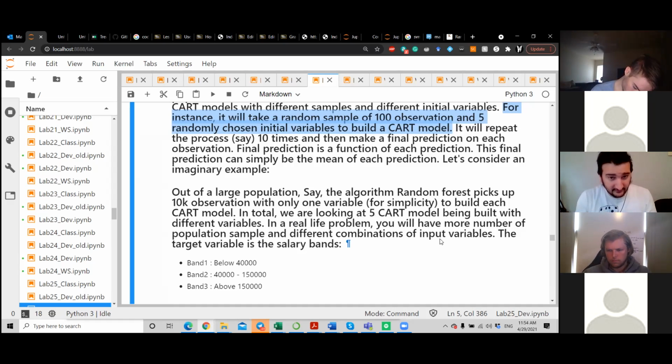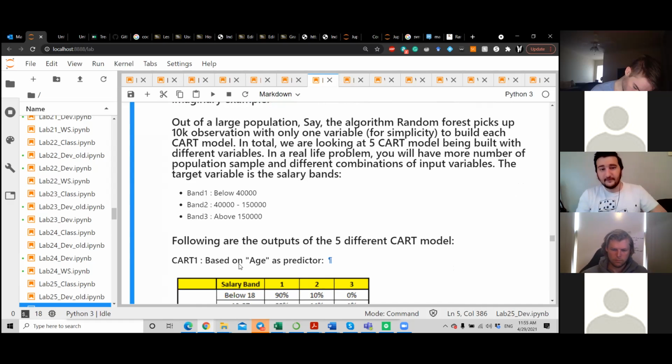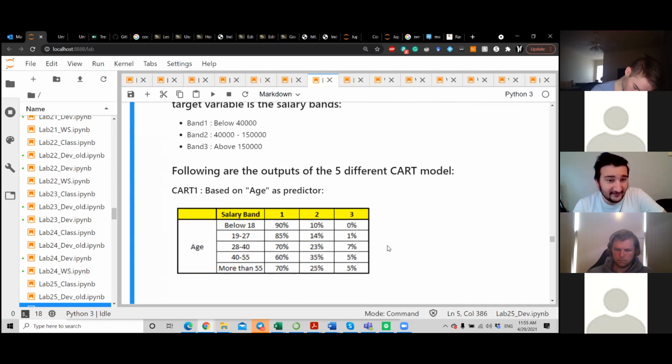The target variable in our example is salary bands. Band 1 are people who make less than 40,000. Band 2, the ones who make between 40,000 and 150,000. Band 3, above 150,000. Now, the following are the outputs of the 5 different trees that we have. CART 1 is based on age. Based on age, we have 5 different groups: below 18, 19 to 27, 28 to 40, 40 to 55, and people who are more than 55 years old.